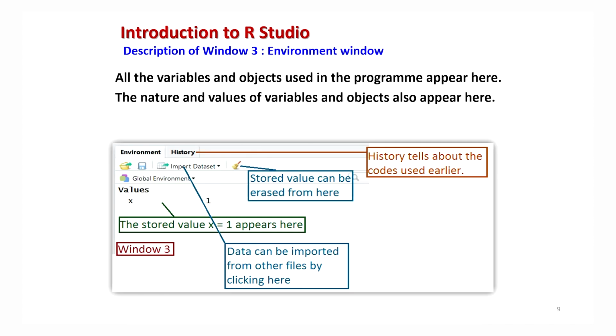Now the third window is the environment window. If you try to see, it looks like this. You can see there are different options. The first option, let me take you here, is import dataset. Whenever you are working in statistics, and you want to analyze any data, there are two options. Either you can enter the data directly inside the software, or the data is coming from some external source. From some external source means the data is stored in some TXT file, CSV file, data spreadsheet, etc.